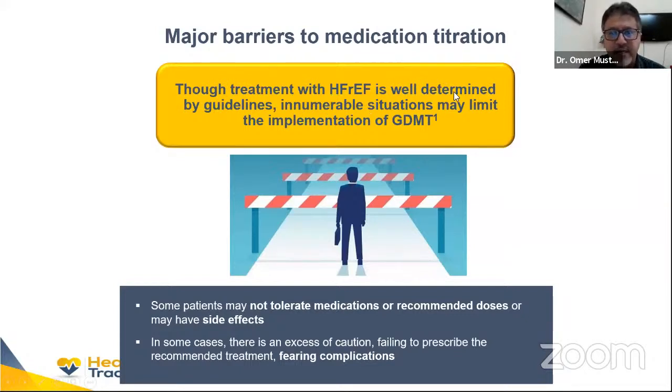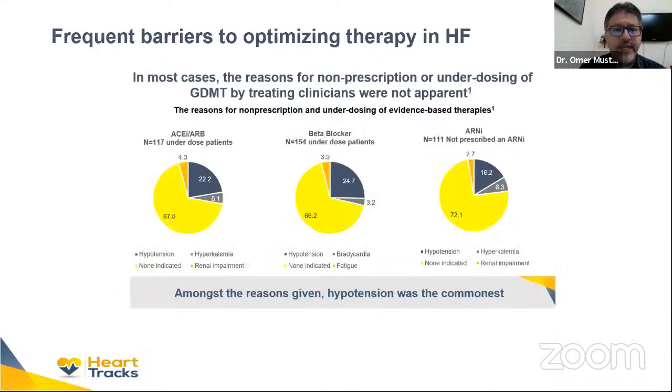We know there are well-determined treatments by guidelines, and innumerable situations which may limit guideline-directed medical therapy. Why? Because some patients may not tolerate medications or recommended doses, or may have side effects. In some cases, there is excess of caution. We are worried about the side effects, failing to prescribe the recommended dose, giving a lower dose, fearing complications. So we need to overcome this.